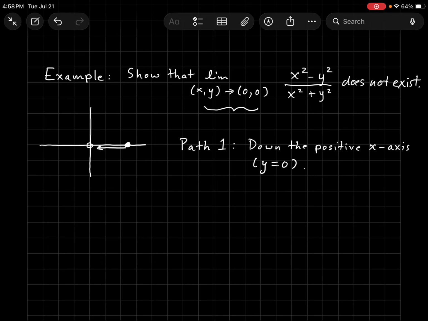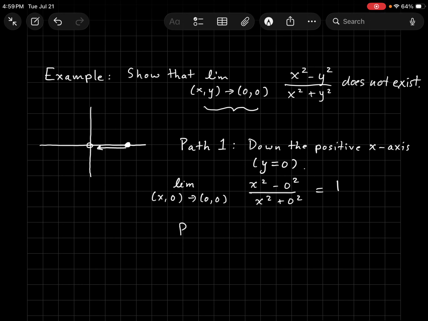So if I use this fact that y equals 0, and I want to find the limit as (x, y) goes to (0, 0), and it's really as (x, 0) goes to (0, 0), I have x squared minus 0 squared over x squared plus 0 squared, which equals 1, because we get x squared over x squared. And remember, x doesn't quite equal 0. Limit is when we get really close.